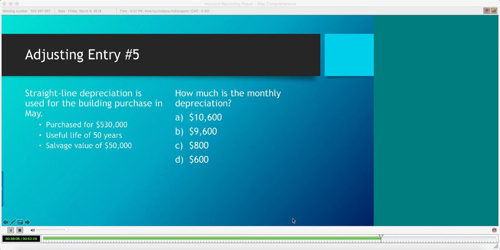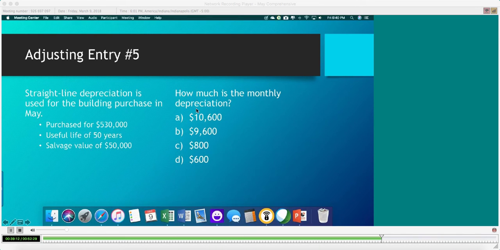Next one, we purchased a building for $530,000. They're supposed to be in the backyard playing. So how much would our monthly depreciation be? If we purchased it at $530,000, we're going to sell it for $50,000, and it has a useful life of 50 years.